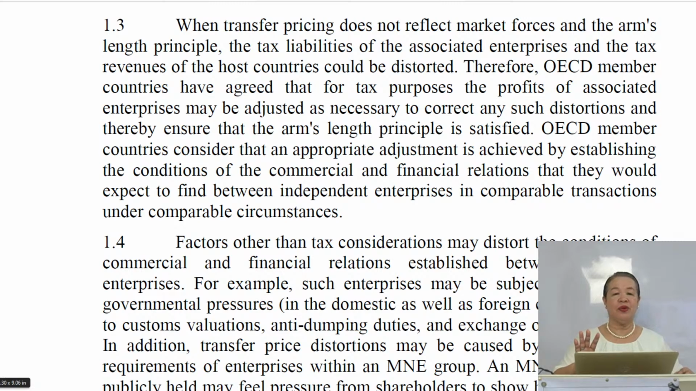Please bear with me because this is a very technical topic, and I don't want to deviate from the wordings of the regulations. Many people complain, ma'am, you're just reading. But I don't want to deviate from the words of the law itself. So we have samples and explanations that we will give just to shed light on the wordings of the guidelines.